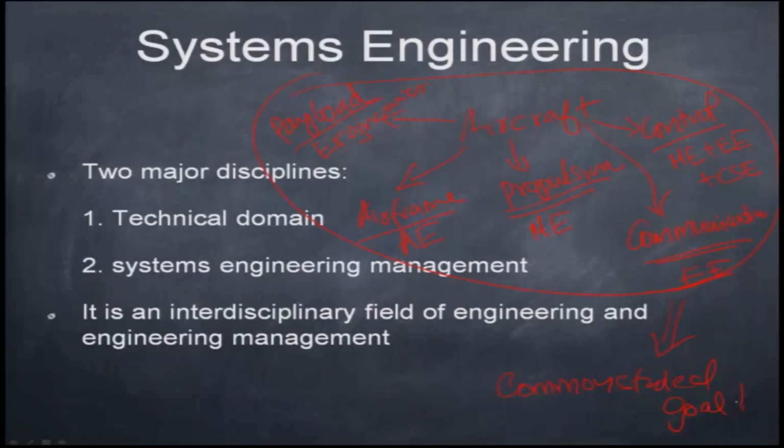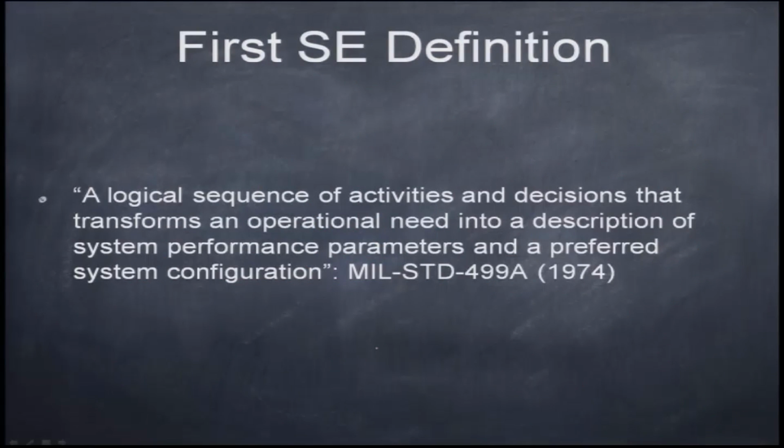This part is the aspect of systems engineering and management. How do the diverse technical aspects of a system get managed towards realizing the stated goal? So, strictly speaking, systems engineering is a very strongly interdisciplinary field, a field of engineering and engineering management. So, initially let us talk about the definitions, how systems engineering evolved as a discipline.